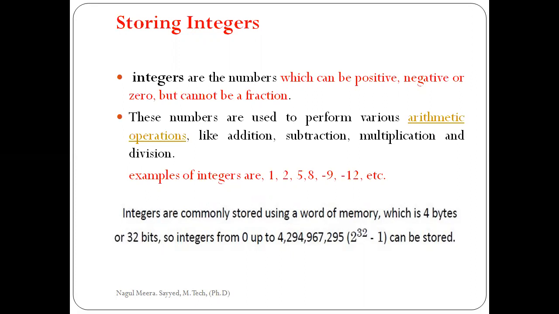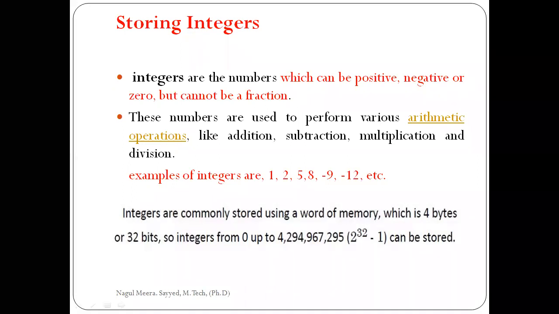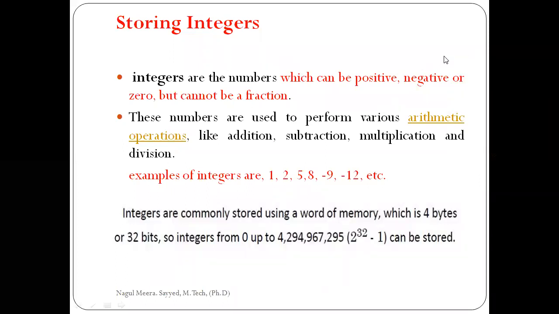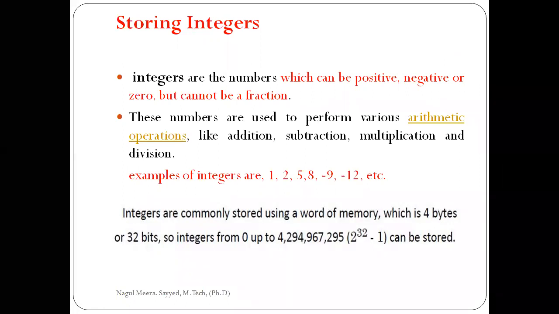These numbers are called integers. For example, 0, 10, 44,000, 1 lakh. These numbers are all called integers. Why these integers? Integers are used to perform arithmetic operations like addition, subtraction, multiplication, division, percentage. All these operations we can perform with the help of integers.